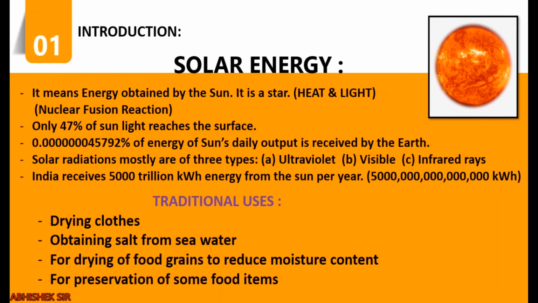Now, something that is very noticeable is that only 47% of sunlight reaches the surface; the other sunlight is reflected away. Talking about how much of the sun's daily output energy the earth is receiving, it is 0.00000004579, that is negligible. Solar radiations come in three forms: ultraviolet rays, visible rays and infrared rays. Ultraviolet rays, as we all know, are mostly absorbed by the ozone layer. Infrared we cannot see, visible it is seen.